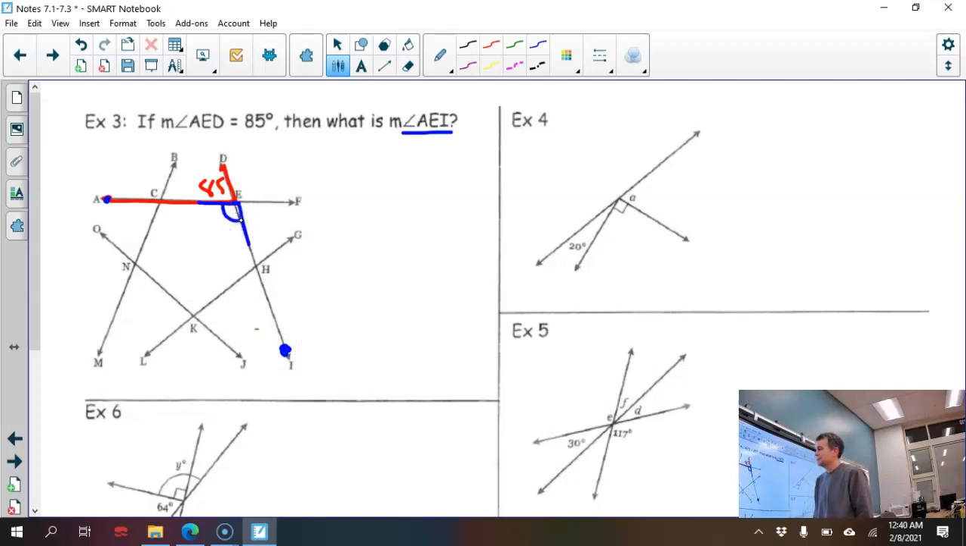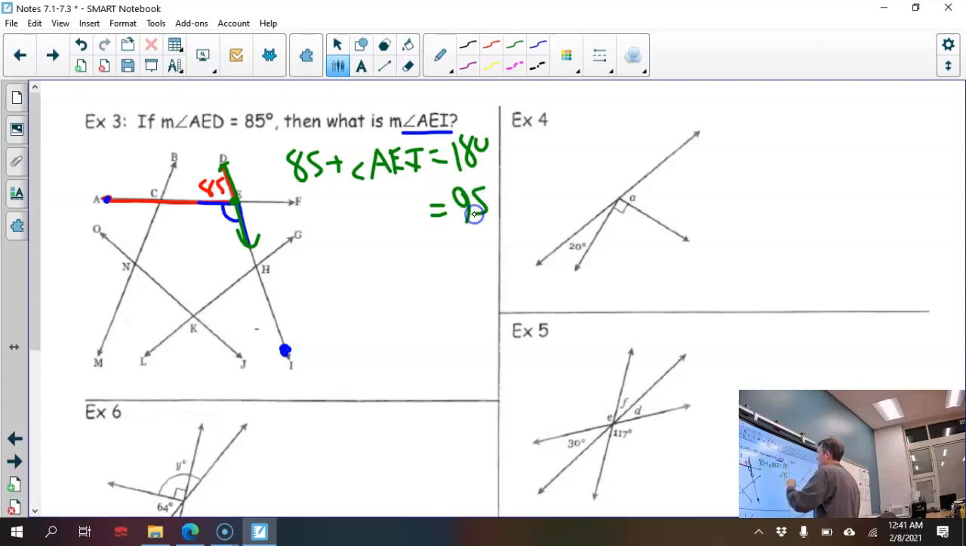Now, what do you know about those two angles? Well, what I'm hoping you recognize is they are adjacent to each other and they have the same vertex. So they share a side, but their other sides make a straight line. They are a linear pair. So that means that 85 plus this other angle, AEI, equals 180. And if I subtract 85 from both sides, I get 95. This angle would be 95.